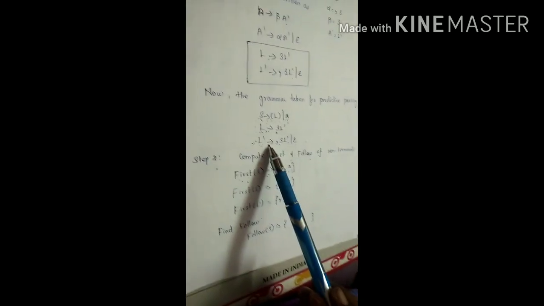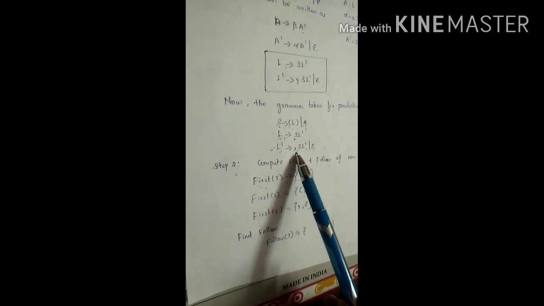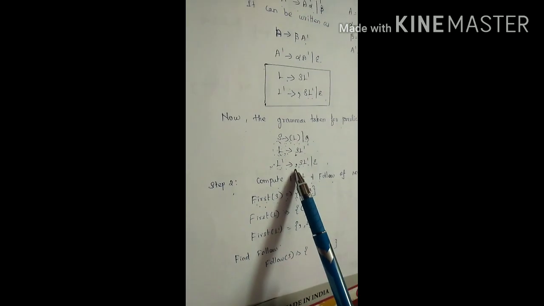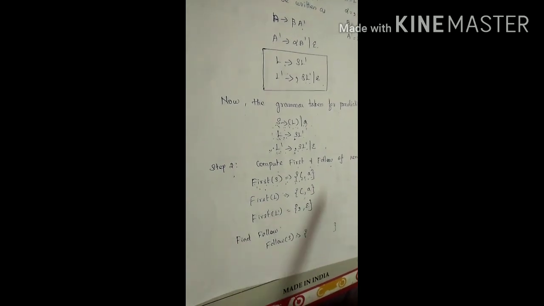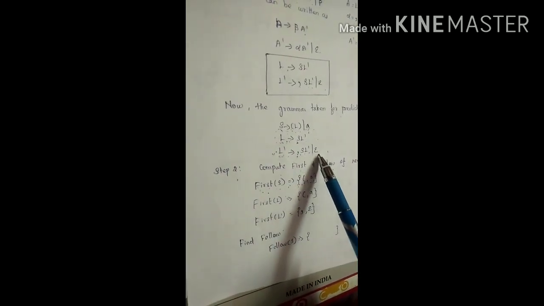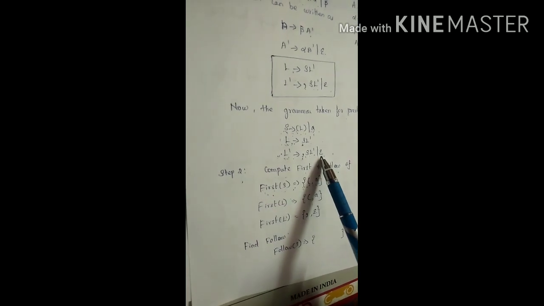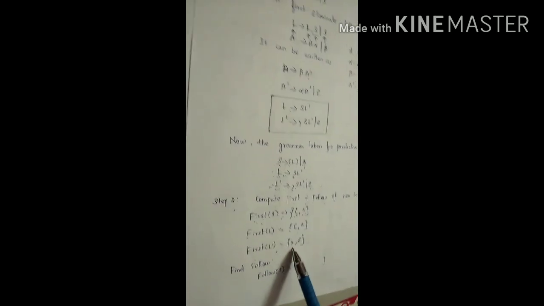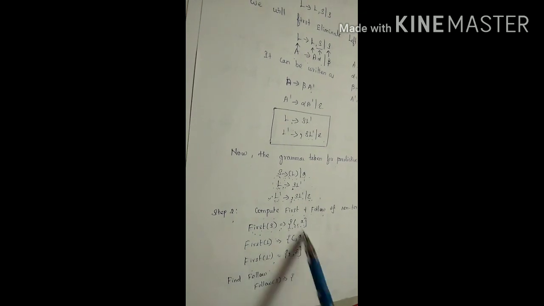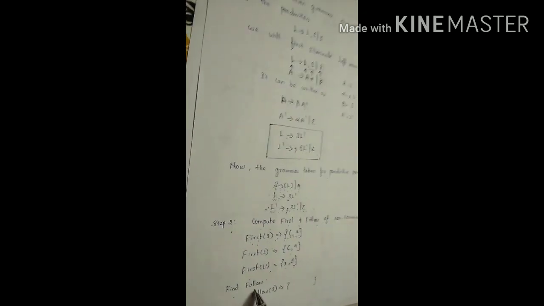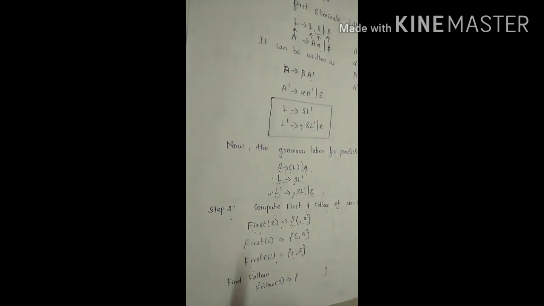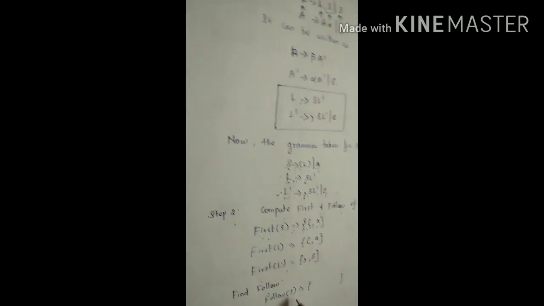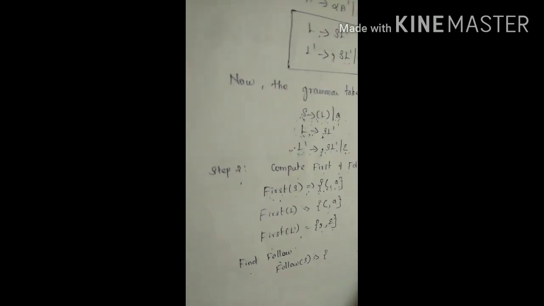Next we need to find first of L dash. For L dash, we have comma as the first symbol for this production. So first of L dash is comma. Similarly, we have a separate production, L dash tends to epsilon, so first of L dash is epsilon. So first of L dash is comma and epsilon. After finding this first, we need to find follow. Similarly we need to find follow for all the non-terminals: S, L and L dash.